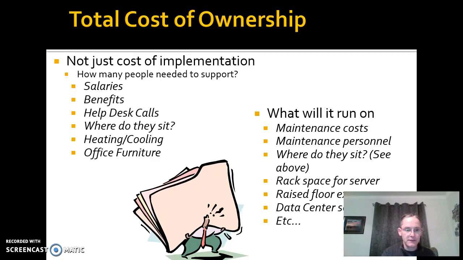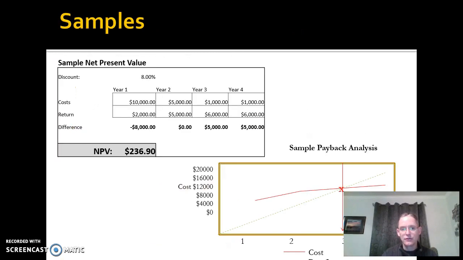And if they're sitting in some office, they're going to require some heating and cooling. They're going to require office furniture. What's the system going to run on? Rack space for the server. All those kinds of things add up to the total cost of actually implementing a system. Those are things we want to be able to take into account, a total cost of ownership.